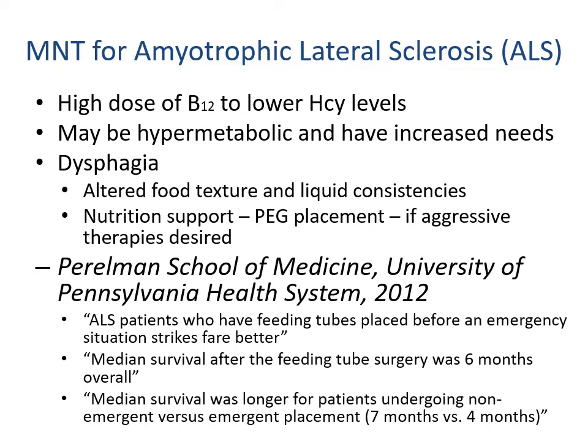So the Perelman School of Medicine from the University of Pennsylvania Health System had a position, a stance, and some statements about this. ALS patients who have feeding tubes placed before an emergency situation strikes will do better. The median survival after the feeding tube surgery was 6 months overall, and median survival was longer for patients undergoing non-emergent versus emergent tube placement. So again, you saw the median, but it's almost doubling the time. If we waited till there was an emergency, it was only 4 months, but if we placed this prophylactically or ahead of time, we had 7 months of survival after placement.